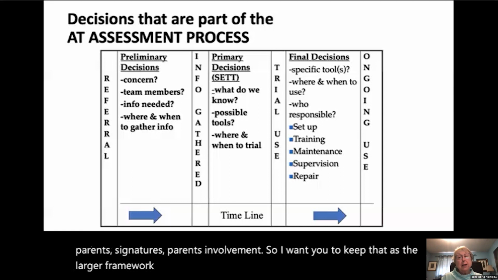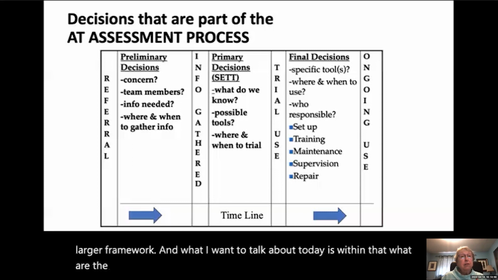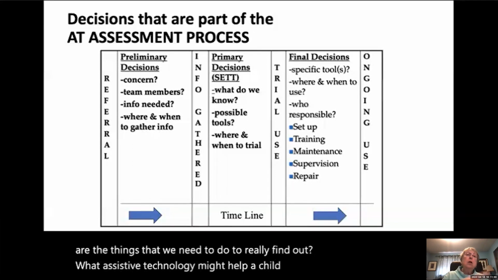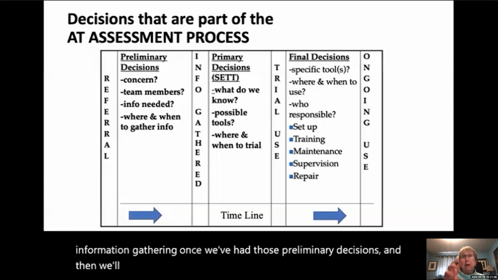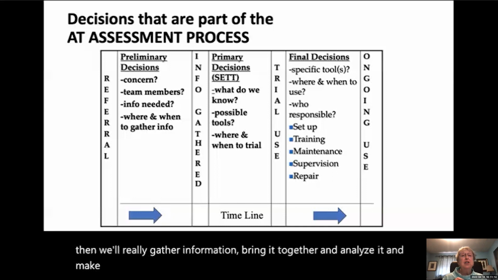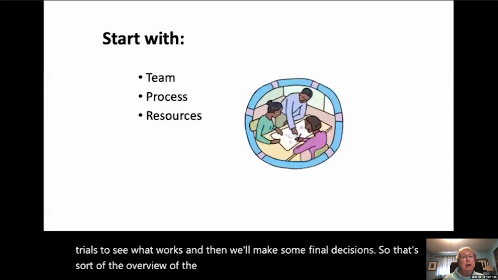And what I want to talk about today is within that, what are the things that we need to do to really find out what assistive technology might help a child? So we'll go out and do some information gathering once we've had those preliminary decisions, and then we'll really gather information, bring it together and analyze it and make some potential decisions. Then we'll have some trials, one or more trials, to see what works, and then we'll make some final decisions. So that's sort of the overview of the process that I use.